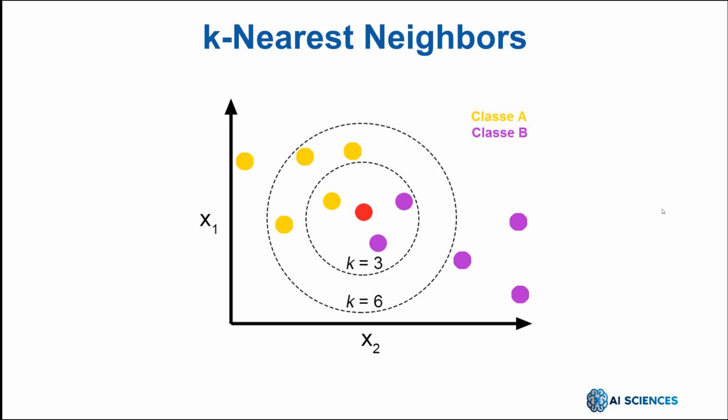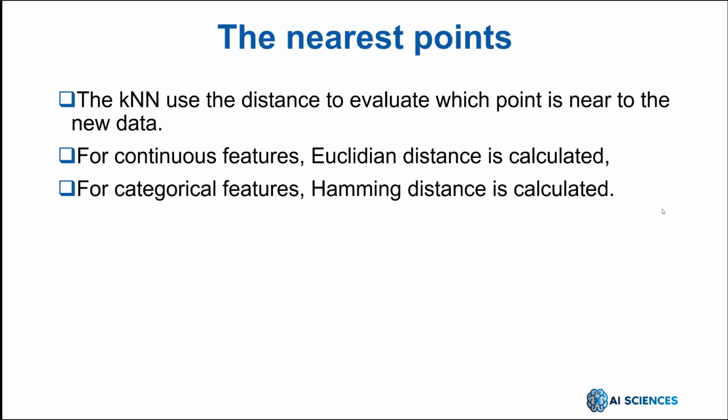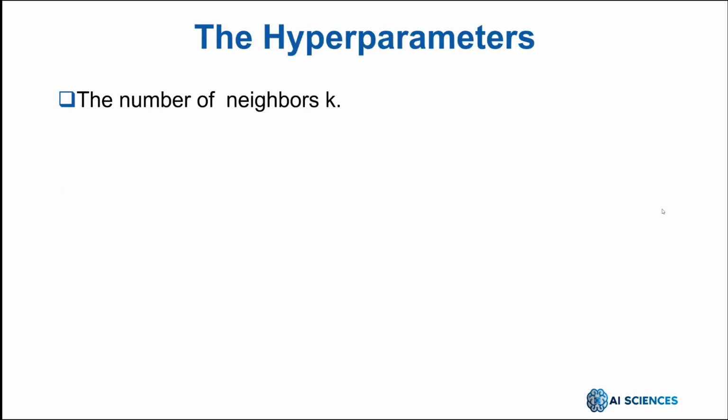So, how does the algorithm choose the nearest points? The KNN uses the distance to evaluate which point is near to the new data. For continuous features, Euclidean distance is calculated, and for categorical features, another distance called Hamming distance is calculated. The important hyperparameter for KNN is the number of neighbors. It holds the value of K. The default value of this parameter is 5.